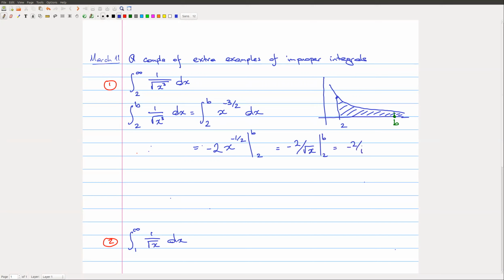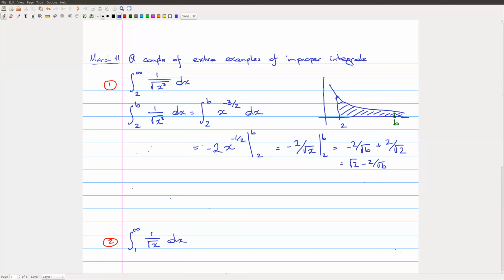That's minus 2 over square root of b, minus, minus 2 over the square root of 2, so plus 2 over root 2, which is plus the square root of 2. So we've got minus 2 over root b plus the square root of 2. And what that's really saying is that the integral from 2 to b is the square root of 2 minus this bit, minus 2 over square root of b, and that bit that's been subtracted off is certainly decreasing as b is increasing. So it's square root of 2 sort of minus a bit.